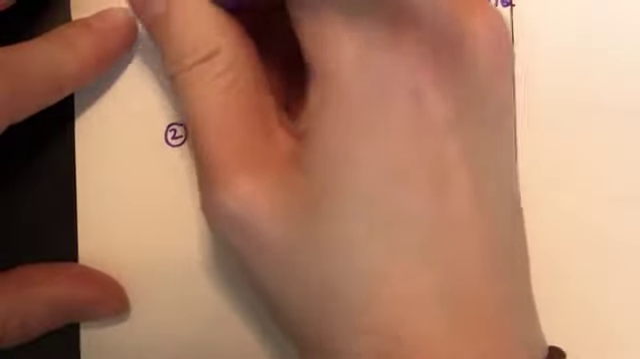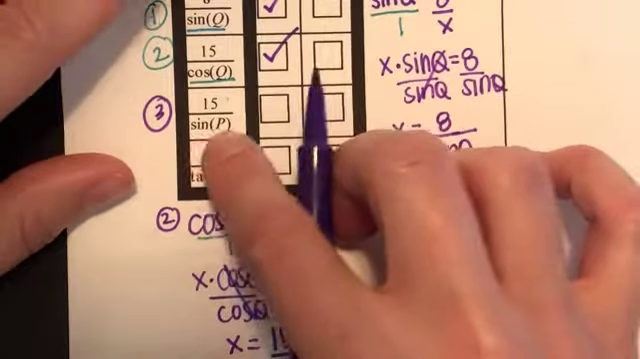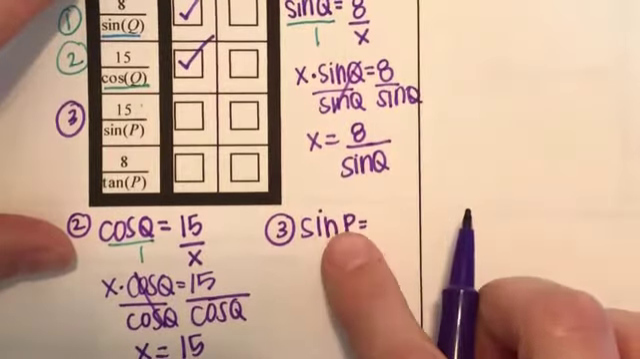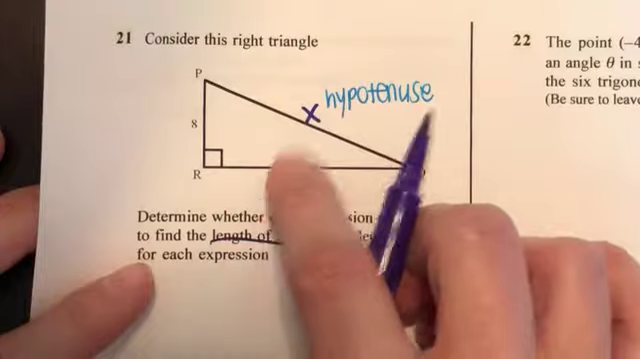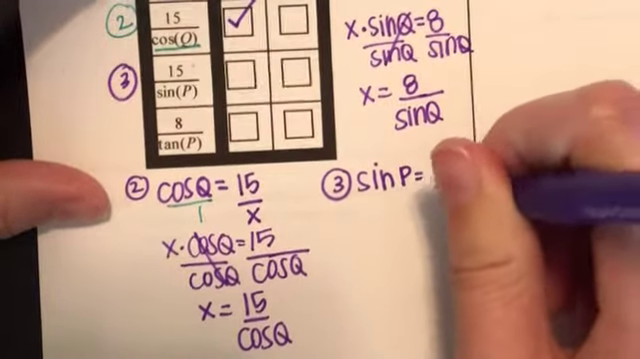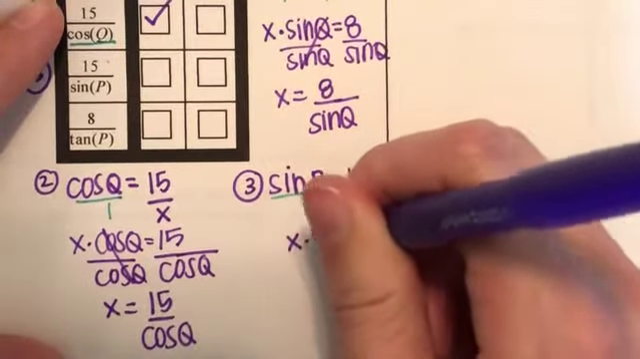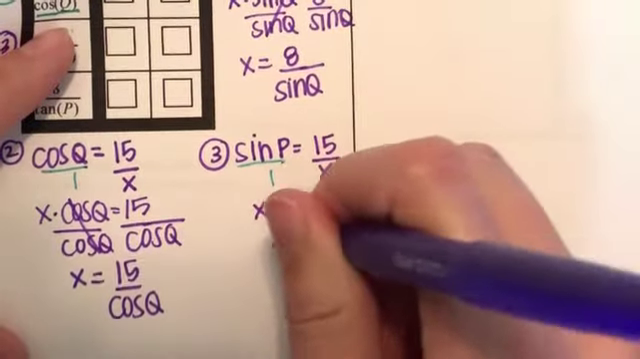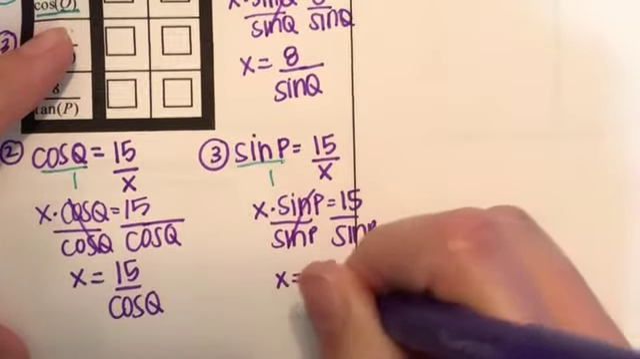All right, third one. We're going to see if 15 divided by sine P gets us X. So I'm going to write my ratio for sine of P. Remember, sine is opposite over hypotenuse. If P is here, opposite is 15, hypotenuse is X. So 15 over X is going to be my ratio. I'm going to cross multiply, and I get X times sine P equals 15, right? 1 times 15 is 15. I'm going to divide by sine P to get X by itself, and X is equal to 15 divided by sine P.